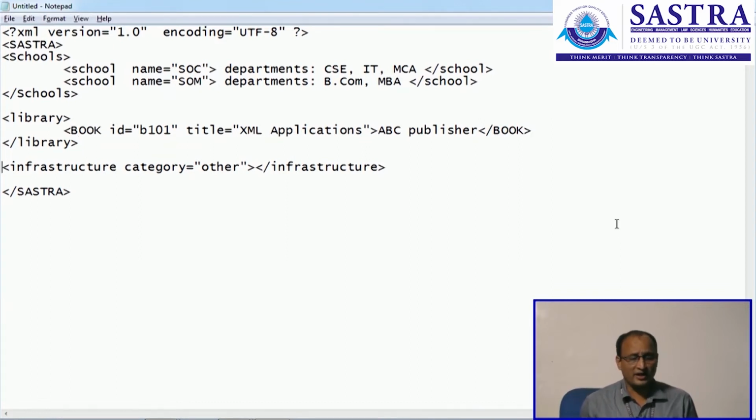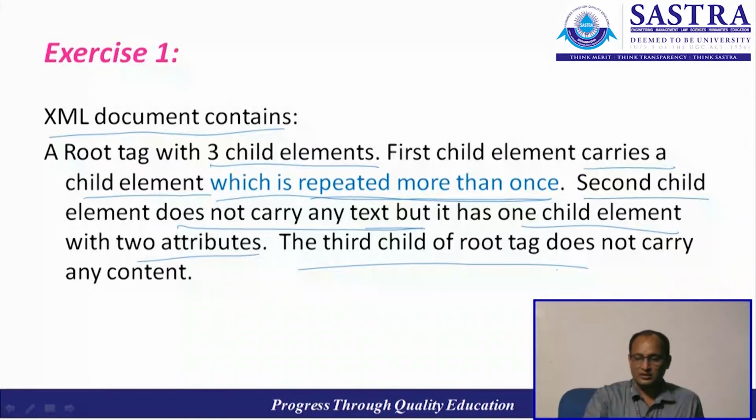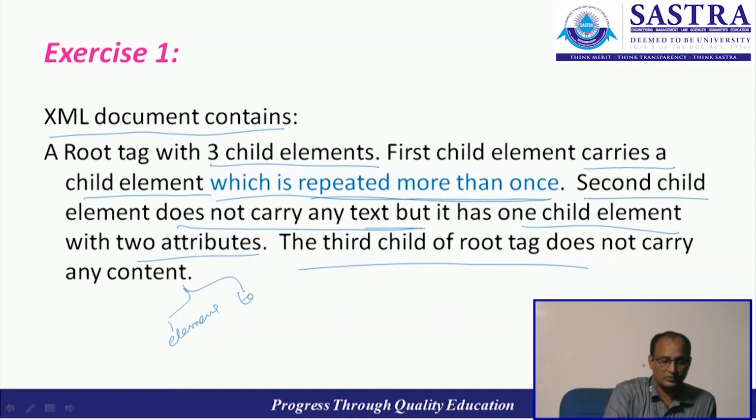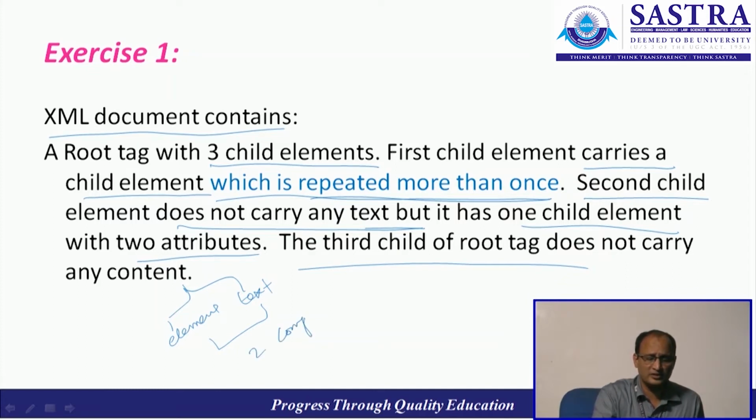And the third child of the root tag does not carry any content. What do you mean by content? Content means element, text. Sometimes we may have both collectively or alternatively, element followed by text or text followed by element. Anyhow, these are the only two components of an XML document.